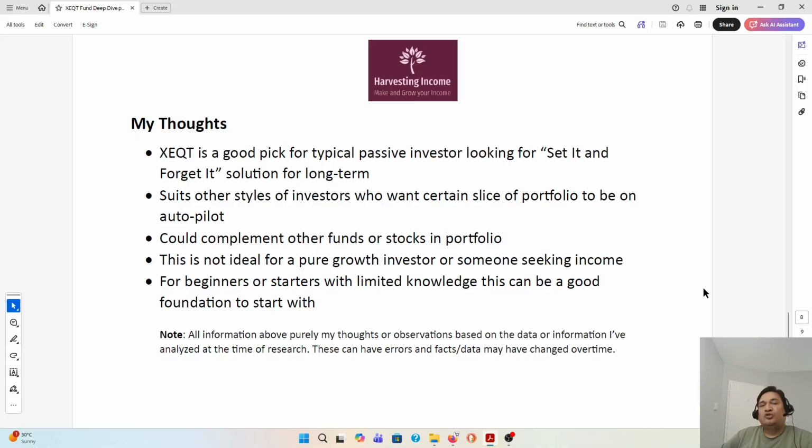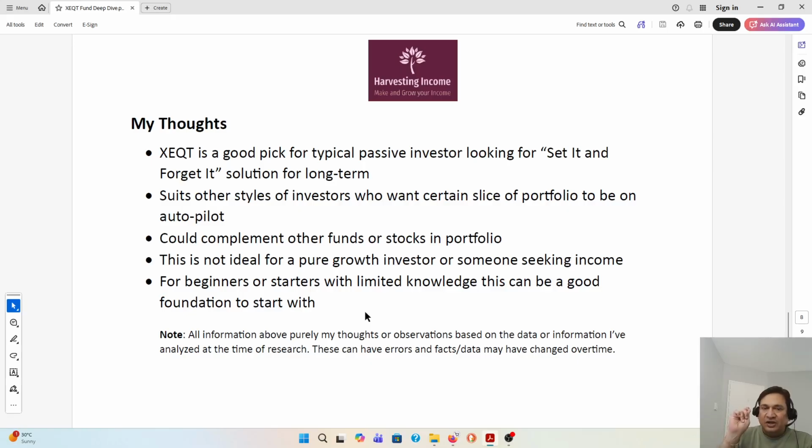So this also suits other types of investors who want a slice of a passive index as well. Like, they have probably multiple stocks or multiple ETFs. Now they want a simple index solution instead of the complex other solutions that they already have. They want to complement that with a simpler one. Probably this could be a good solution. And the third point says the same thing. This could complement other funds. Like you are a growth investor, but you also want some passive index exposure, or you are an income investor, you want an index growth option. So that's another option that you can look at. This is not ideal for a pure growth investor or someone seeking income. That's what we discussed previously.